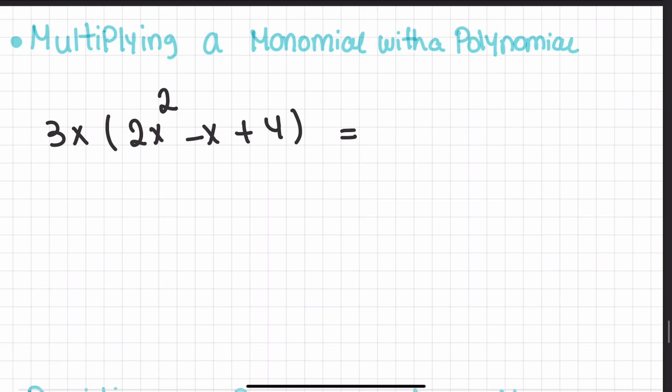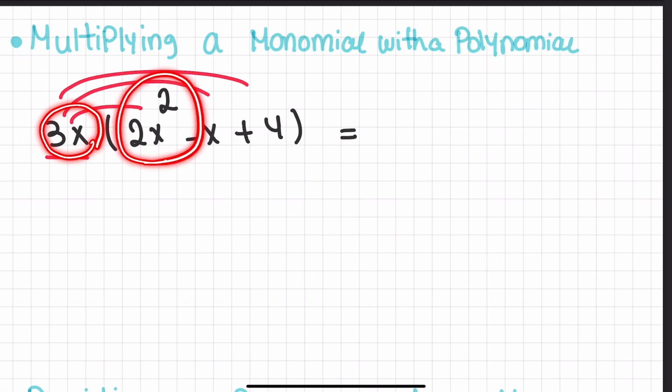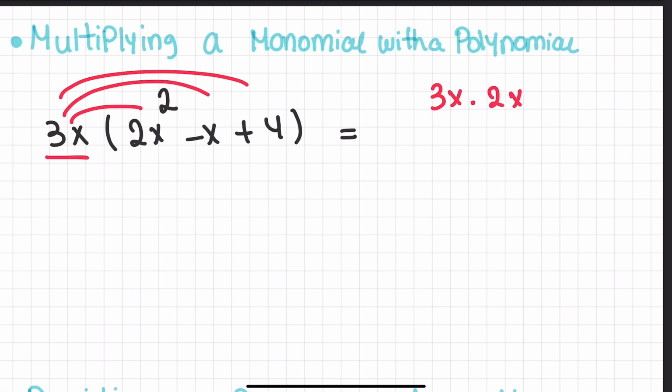Then I have multiplying a monomial with a polynomial. So how we have to do that is you need to multiply this monomial to the whole variables in the bracket. So 3x times 2x². I'm going to write it here, so first time you know how to do it. 3x times 2x².